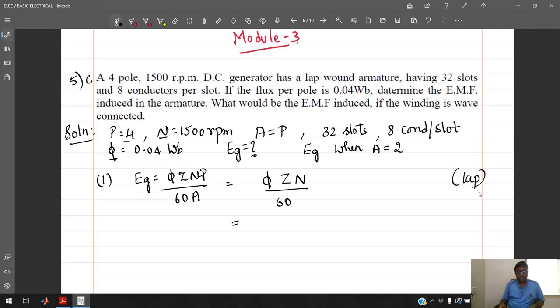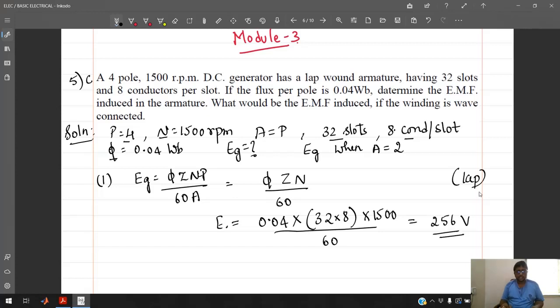Now that is equal to, phi is nothing but 0.04. Now what is the total number of conductors? You have been given that in a DC machine there are 32 slots, 8 conductors per slot. So if you multiply 32 into 8, you are going to get the total number of conductors, because in each slot there are 8. 8 into 32 will give you the total number of conductors in the machine. So 0.04 into 32 into 8 into 1500 RPM whole divided by 60. So the generated EMF you are going to get as 256 volts if you are solving this. So this is the generated EMF when it is lap connected.